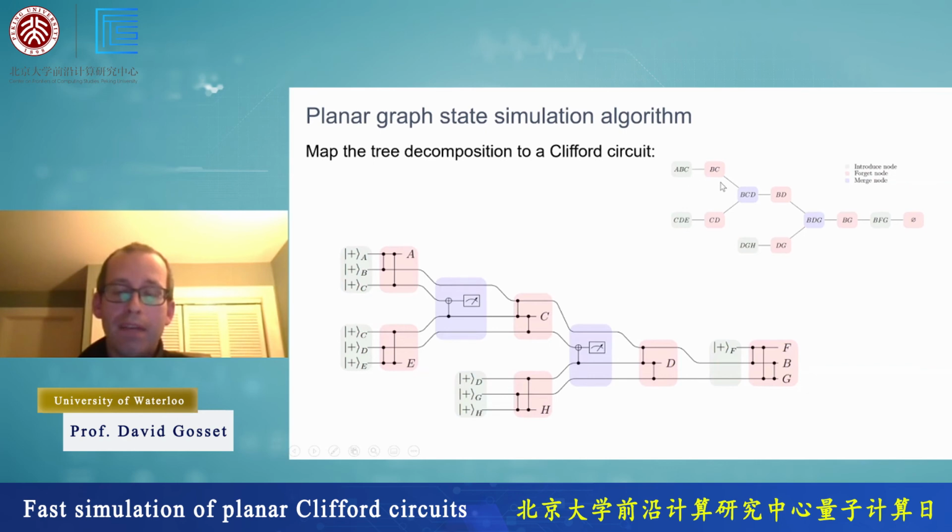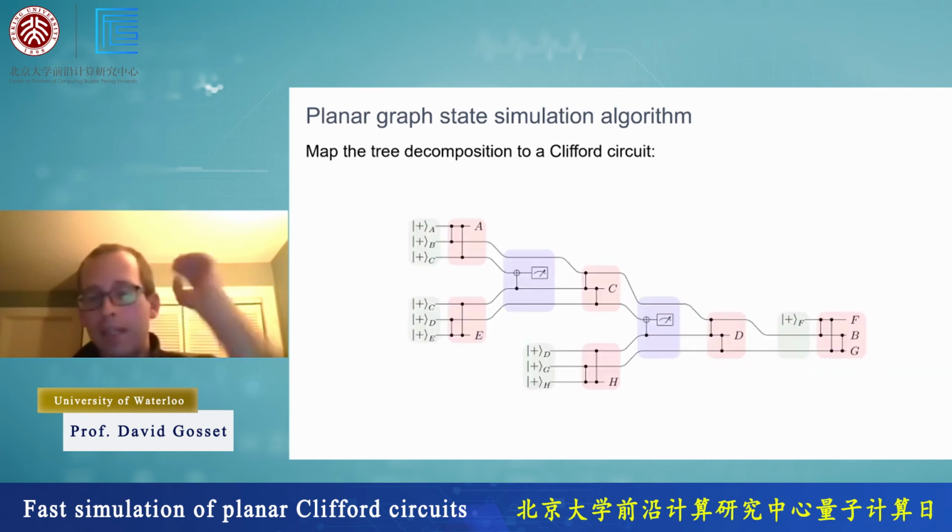When you forget vertices, like at these forget nodes, what you do in this circuit is apply the CZ gates that act between that qubit and other qubits. So you do them at the very last moment. In the merge nodes, there's a little gadget: you take one copy and the other copy, and you do a CNOT gate and then measure one of them. We call that measurement a merge ancilla measurement.